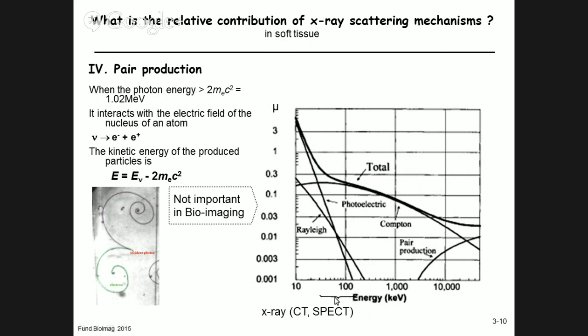The effects that we need to consider are in the energies that we use for CT and SPECT, we're in this energy range, and for PET, positron emission tomography, we're at 500 kiloelectron volts. In this range, we can see that the effects that are important are the photoelectric effect and the Compton effect. Those are the 2 effects that are important for understanding the behavior of the linear attenuation coefficient.